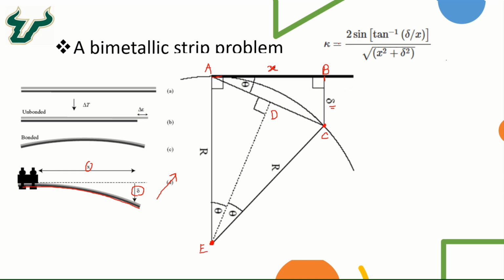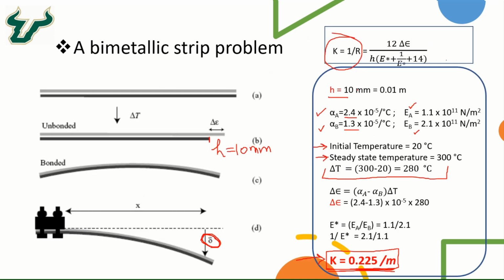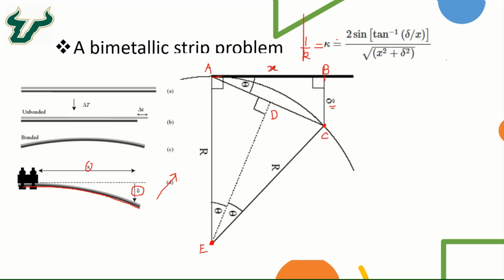So the relationship, 1 over r, or 1 over the radius of curvature, equal to k, which is what we have calculated using the theoretical thermal equations. This 1 over r equal to k can be given as 2 times sine of tan inverse of delta over x, over the square root of x squared plus delta squared. Although this equation looks a little complicated, it's really simple to see how the geometry is formed because of this deflection.